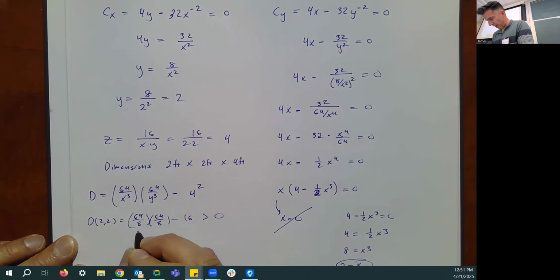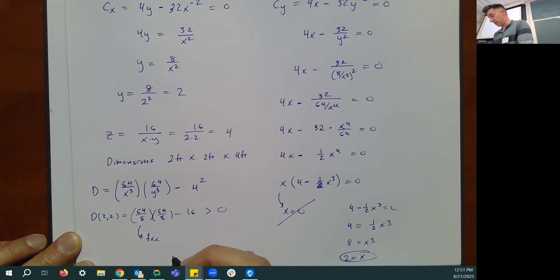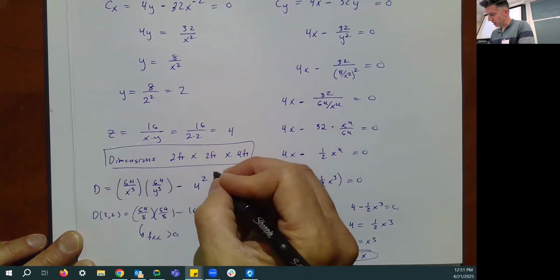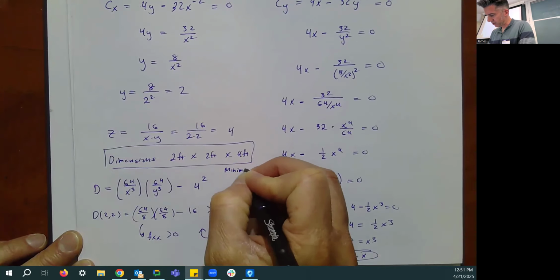And then, as usual, we can see that the thing we're looking at is the right thing it's supposed to be. This is positive, concave up, minimum, as we wanted it to be. So yes, these dimensions minimize the cost.